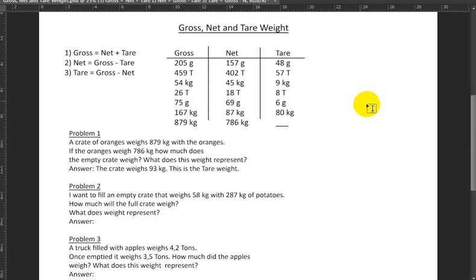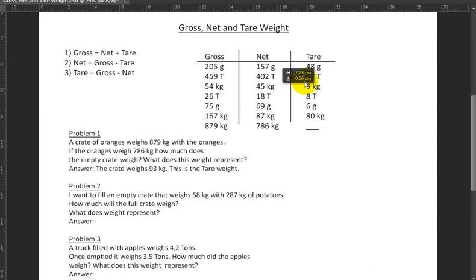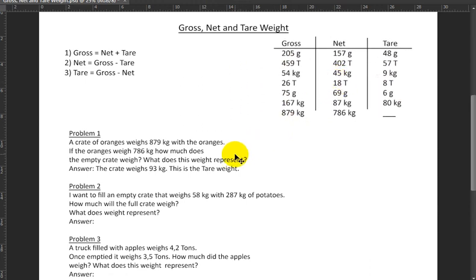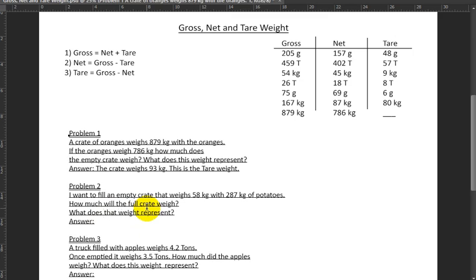Okay, I'm going to move these over here because we're going to need to write more of them. Next up we have problem 2. Let's read problem 2. I want to fill an empty crate that weighs 58 kilograms with 287 kilograms of potatoes. How much will the full crate weigh? What does that weight represent?